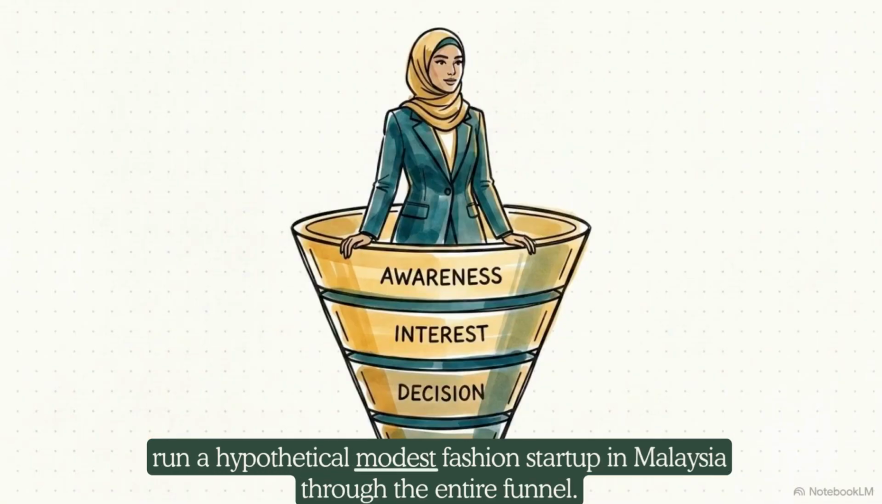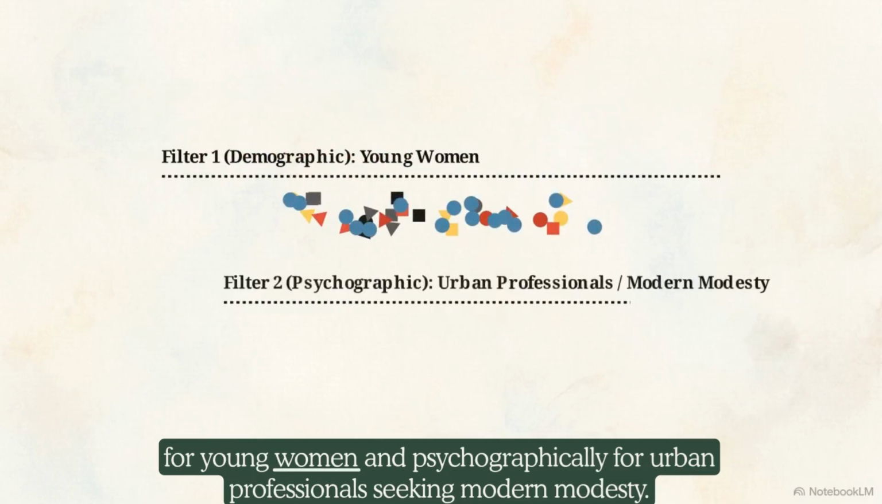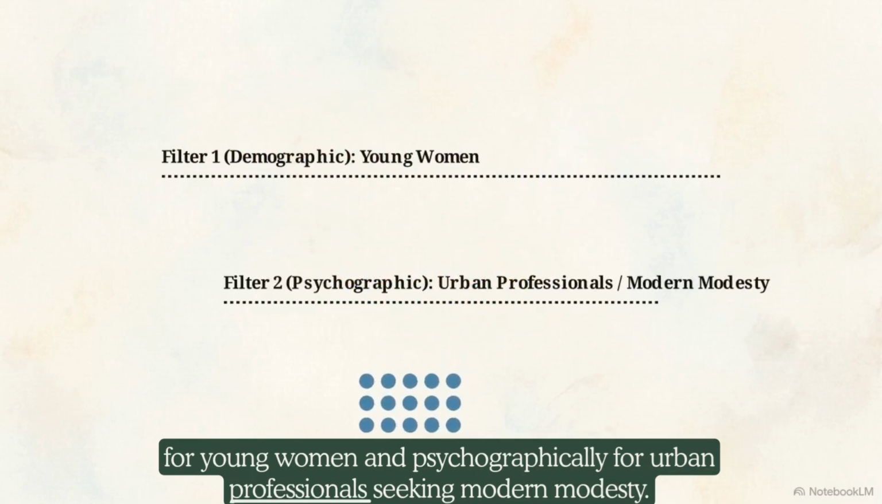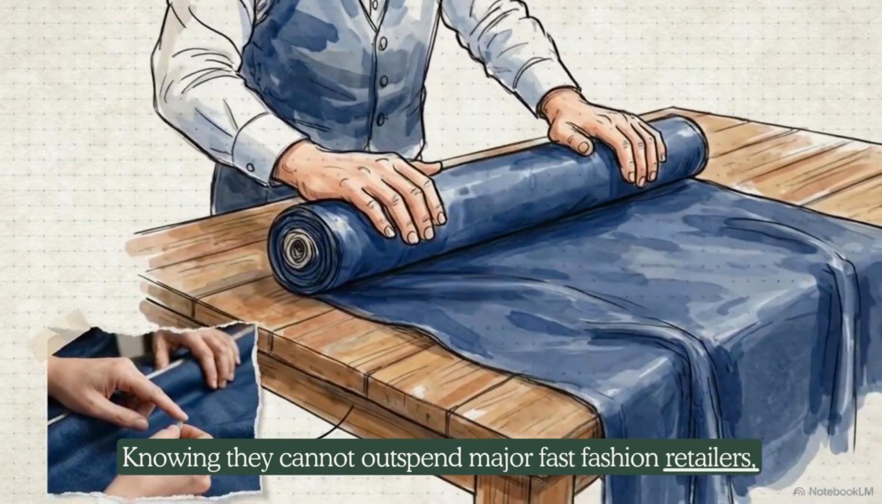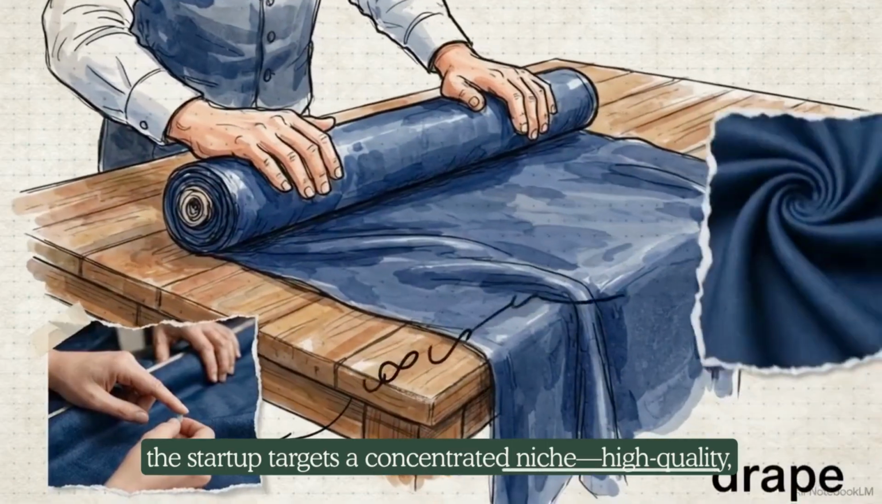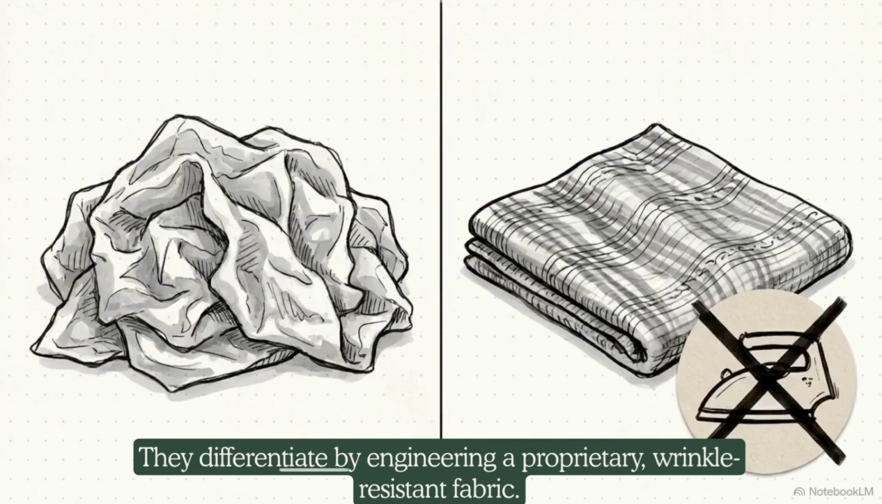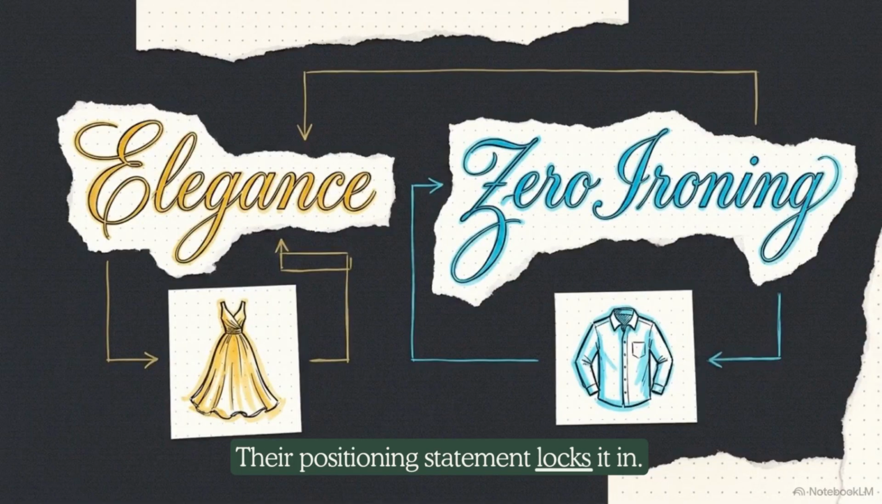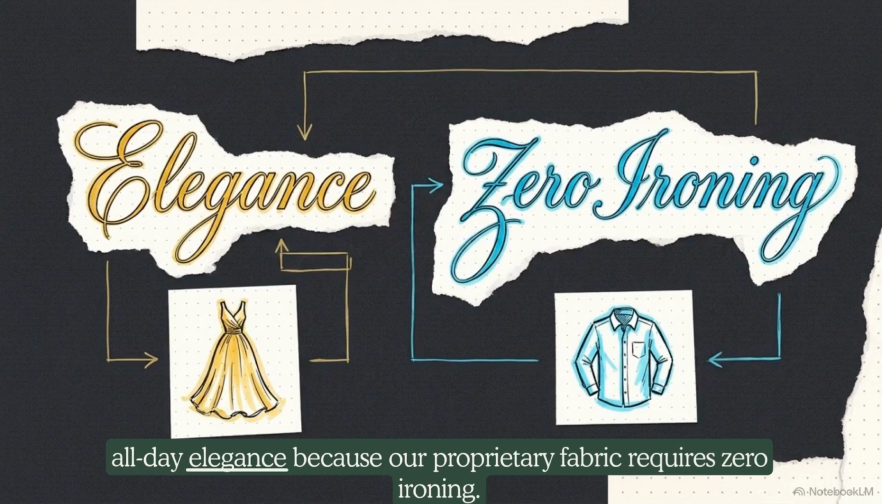Let's run a hypothetical modest fashion startup in Malaysia through the entire funnel. First, the broad clothing market is segmented demographically for young women and psychographically for urban professionals seeking modern modesty. Knowing they cannot outspend major fast fashion retailers, the startup targets a concentrated niche: high-quality, breathable fabrics for daily office wear. They differentiate by engineering a proprietary wrinkle-resistant fabric. Their positioning statement locks it in. For urban Muslim professionals, we provide effortless all-day elegance because our proprietary fabric requires zero ironing.